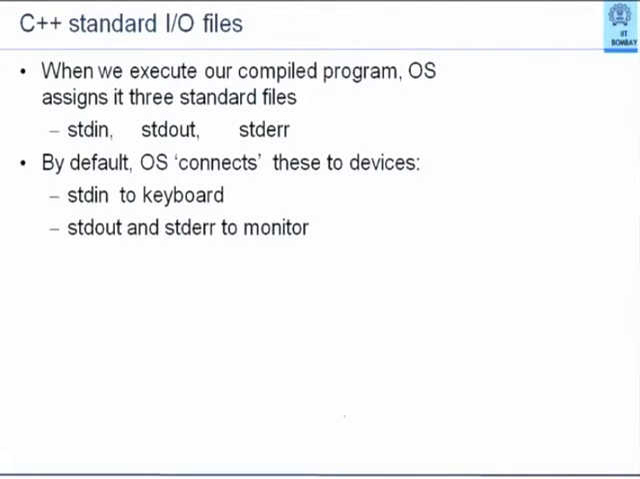Whenever it does that, it provides automatically 3 files to every such program which is running. These 3 files are called the standard input file, the standard output file, and the standard error output file. And they are abbreviated in Unix as stdin, stdout, and stderr.